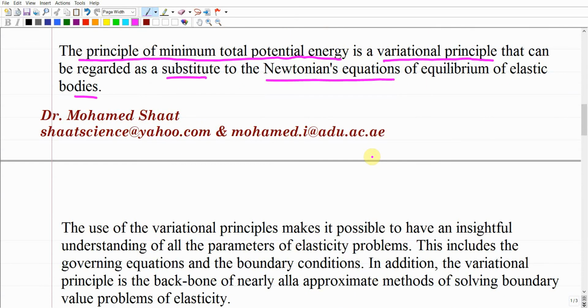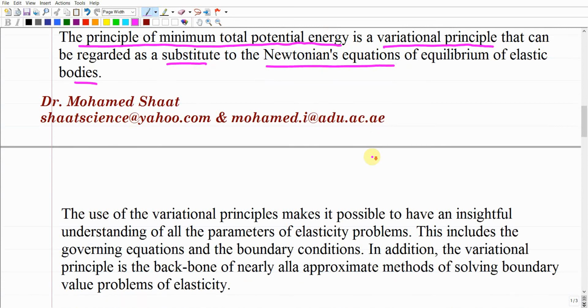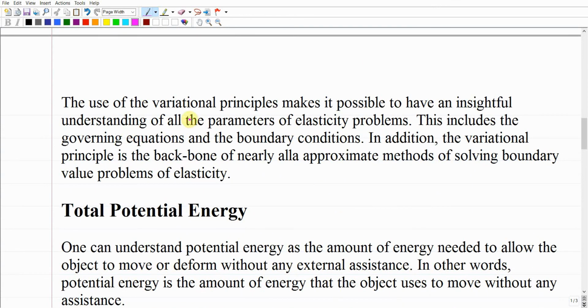So you could say that in solving linear elasticity problems, we have two main approaches: the Newtonian method that we already practiced over different examples for one-dimensional problems before, and the other approach, using these variational principles. The use of the variational principles makes it possible to have an insightful understanding of all the parameters of elasticity problems. This includes definitely the governing equations.